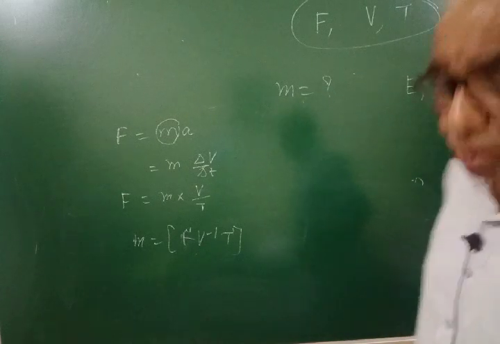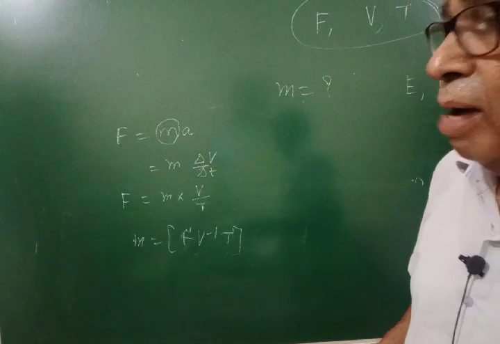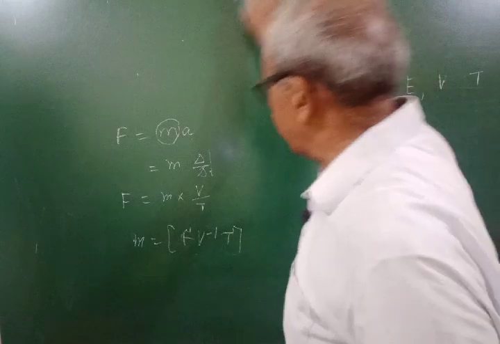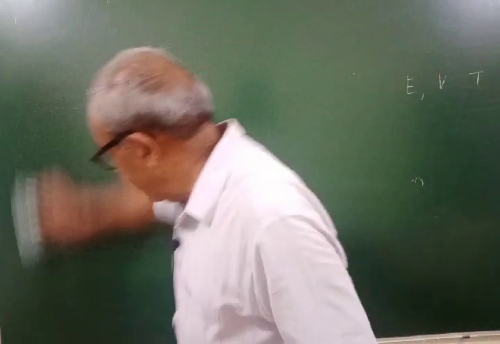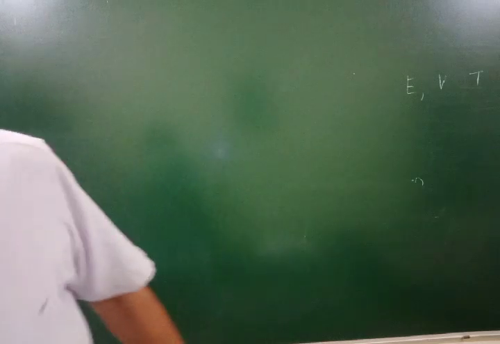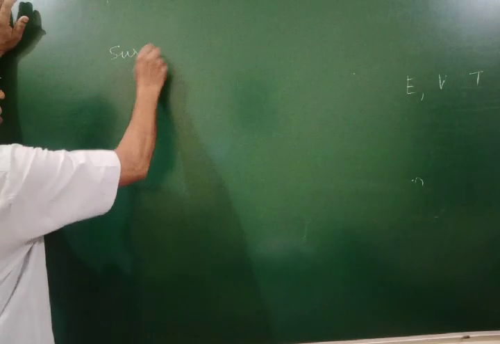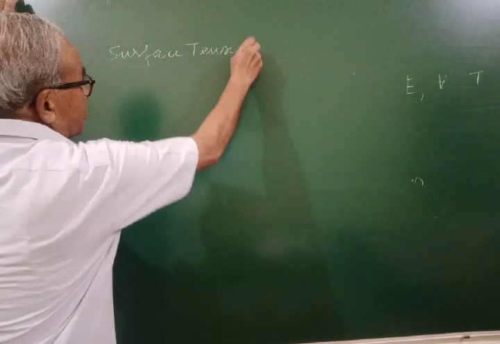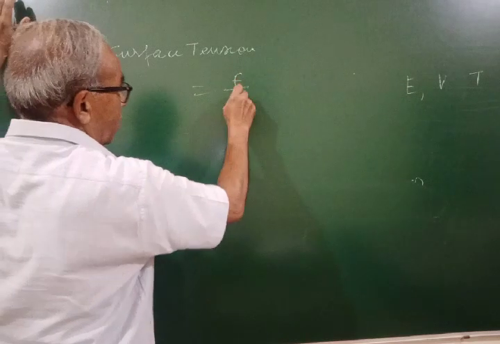Similarly, one more question there: if energy E, velocity V, and time T are taken as fundamental quantities, then write the dimensional formula for surface tension. I told you while telling dimension of surface tension, it is for liquid, and that is force upon length.